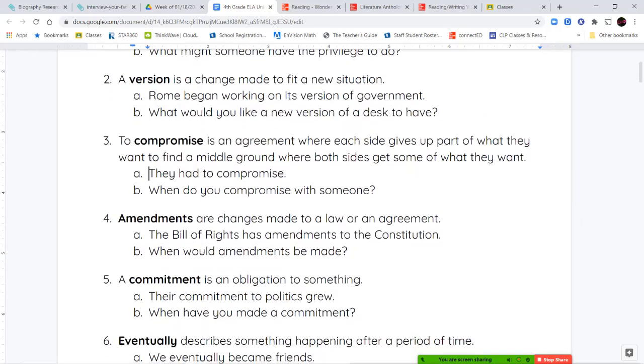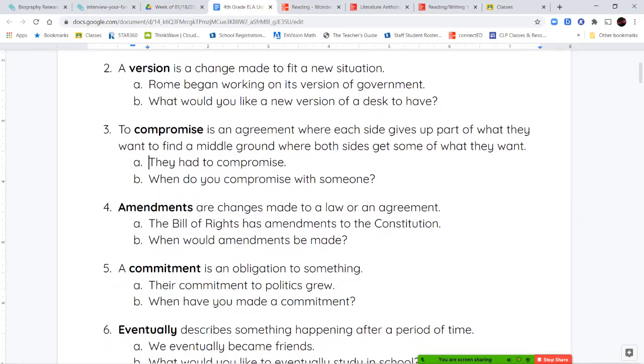Your next word is the word compromise. When you compromise, you're making an agreement where each side is giving up a little bit of what they want to find kind of like an equal middle ground where both sides get some of what they want, but not everything. So when you compromise, you're giving up a little bit and the other person is giving up a little bit to find something that's fair for the both of you.